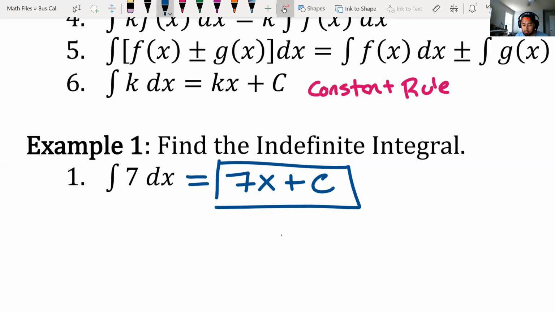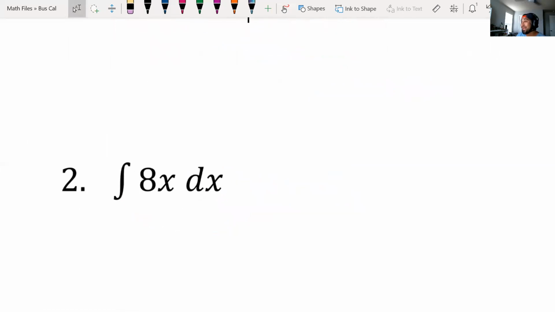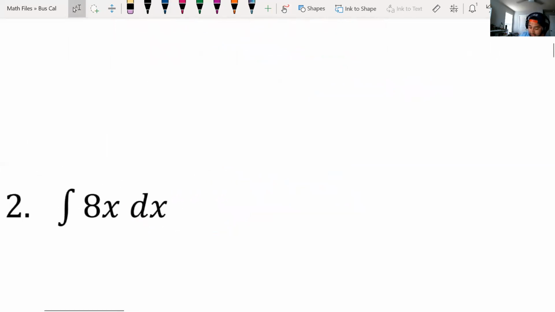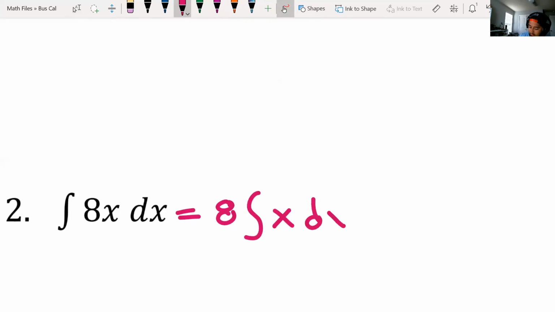All right, let's keep going. Number 2, the integral of 8x dx. What we're going to use, I think, is rule number 4 or 5, whichever allows me to rewrite it. We're going to rewrite this by moving the 8 outside times the integral of x dx. Now we are going to use the power rule on this.